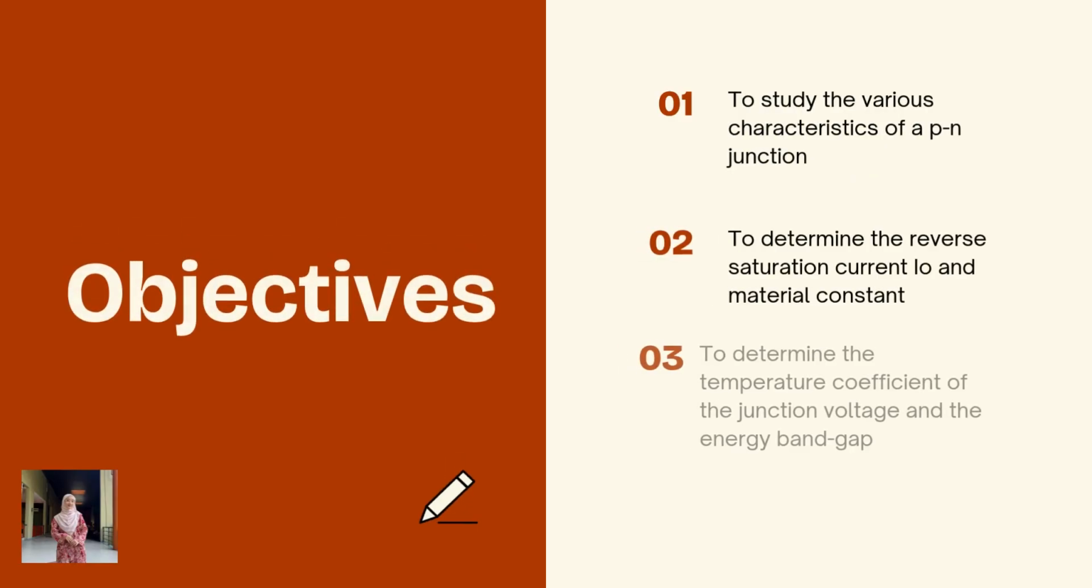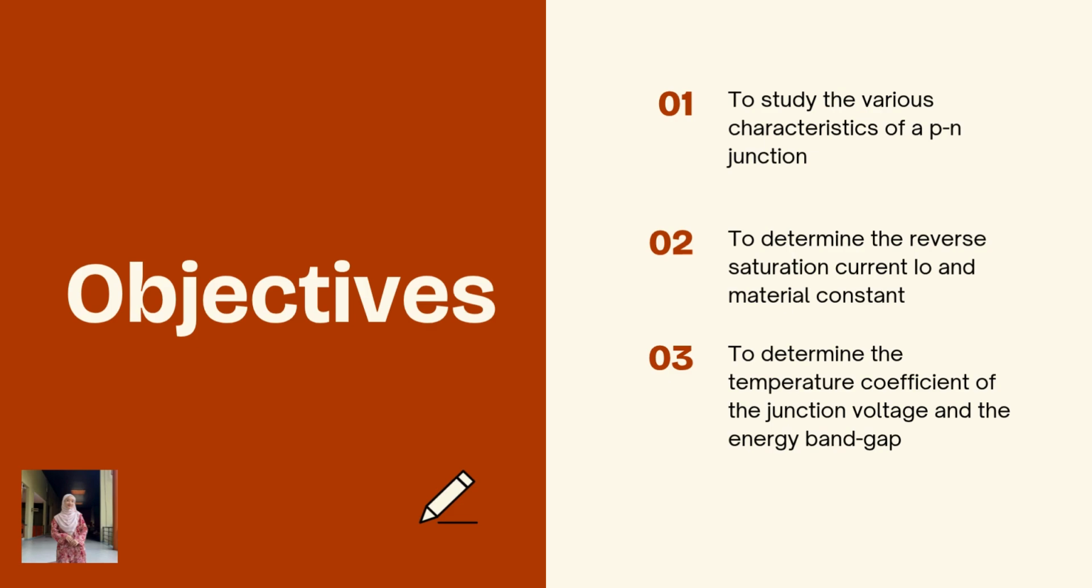Hi and Assalamualaikum. So we have done our lab which is M3, study of PN junction, and the objective of this experiment is to study the various characteristics of PN junction, to determine the reverse saturation current I0 and material constant, and the last is to determine the temperature coefficient of the junction voltage and the energy band gap.